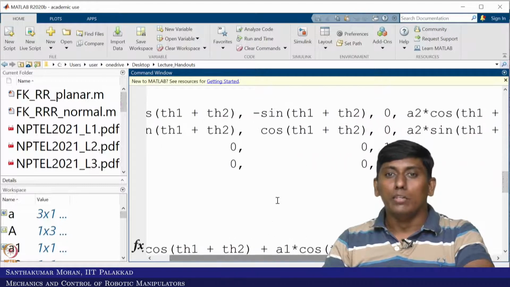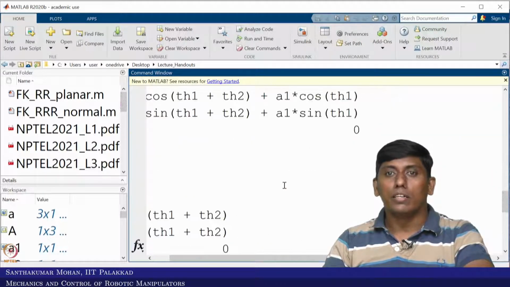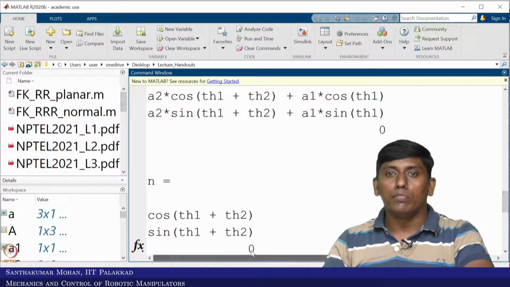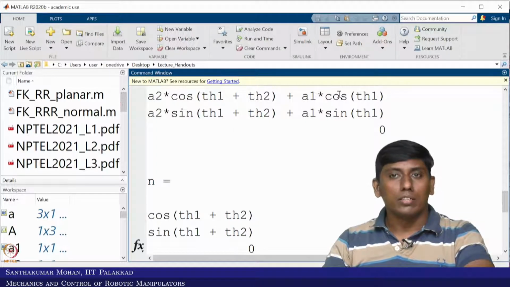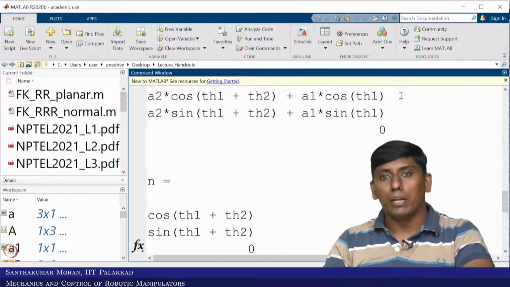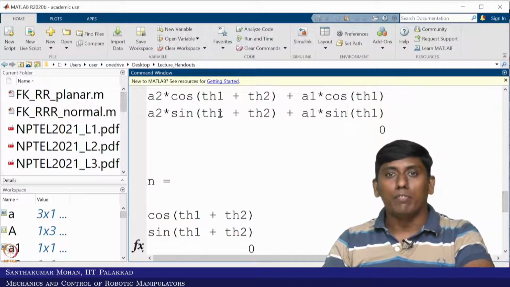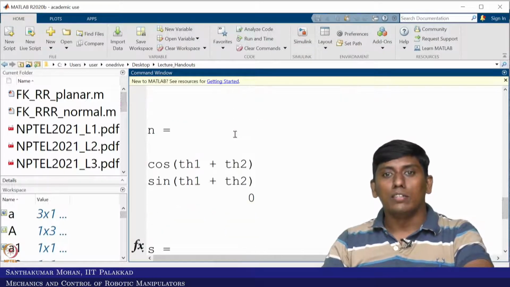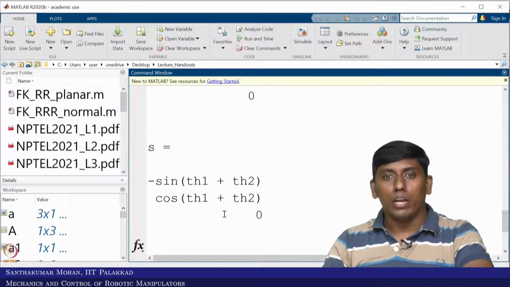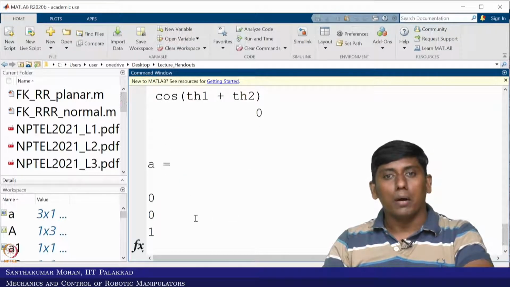So, you can take the individual, in the sense the position vector. The position vector, what we used to get, A1 cos theta 1 plus A2 cos theta 1 plus theta 2. So, the order is changed, but the output is the same. In the sense there is a sine case, that would be your y value. This is the x value, this is the y value, the end effector position, and this is your normal, this is your sliding, and this is your approach.